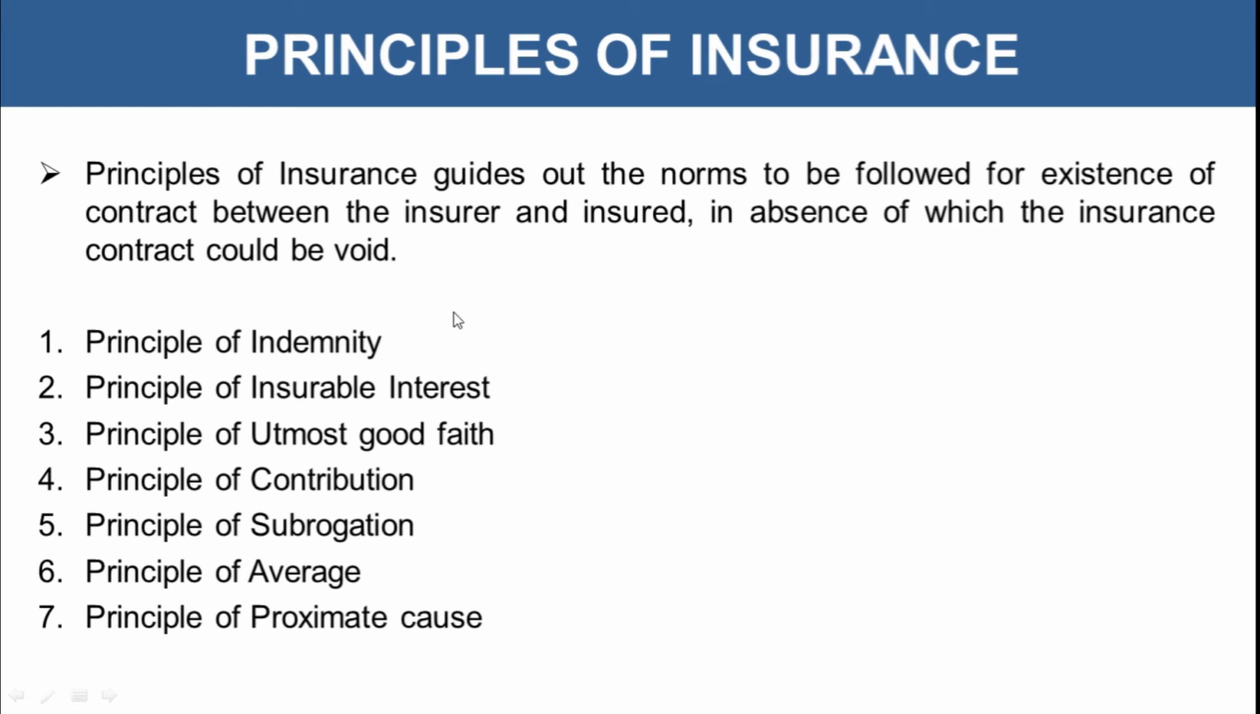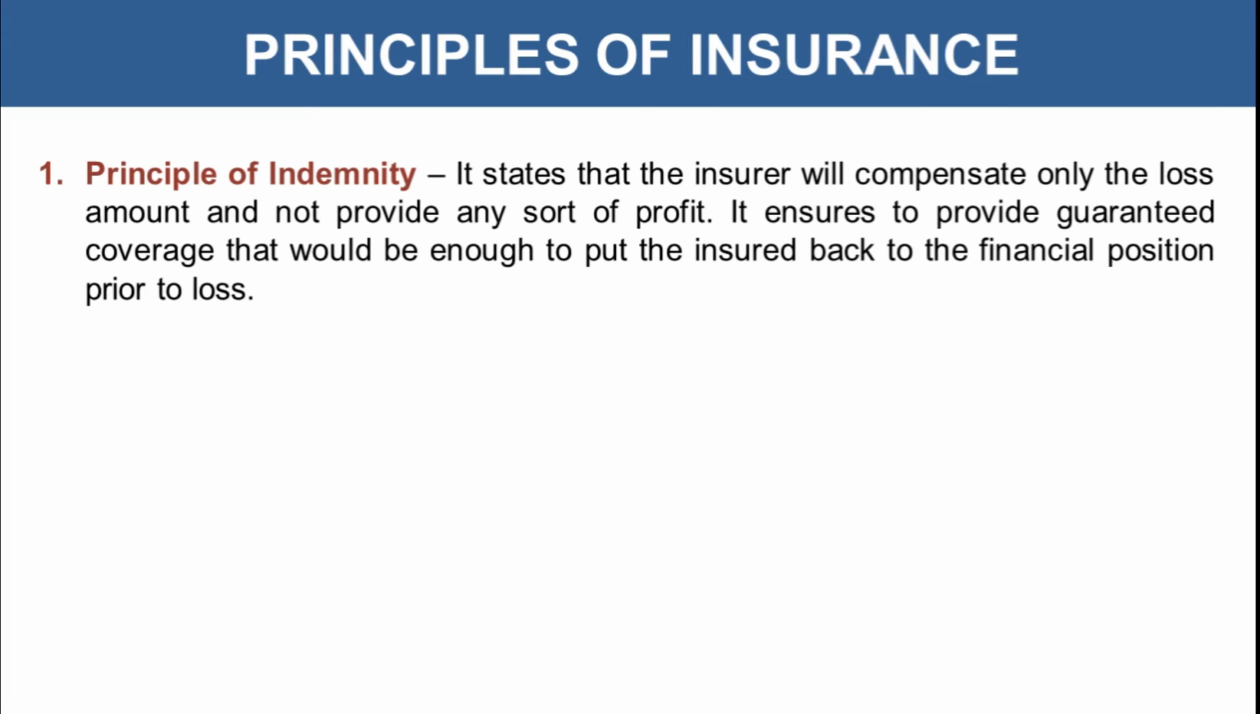So let's see. First is principle of indemnity, second principle of insurable interest, third principle of utmost good faith, fourth principle of contribution, fifth principle of subrogation, sixth is principle of average, and seventh is principle of proximate cause. So one by one we would be learning about all these principles. Let's move forward and look at principle of indemnity.